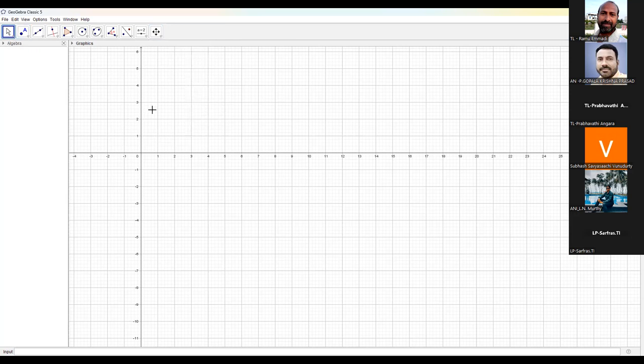So today I'm going to explain one of the topics, that is factorization of polynomial. How to factorize a simple polynomial with the help of GeoGebra. So I'm going to explain it. For this, firstly, we have to take a text, ABC text.